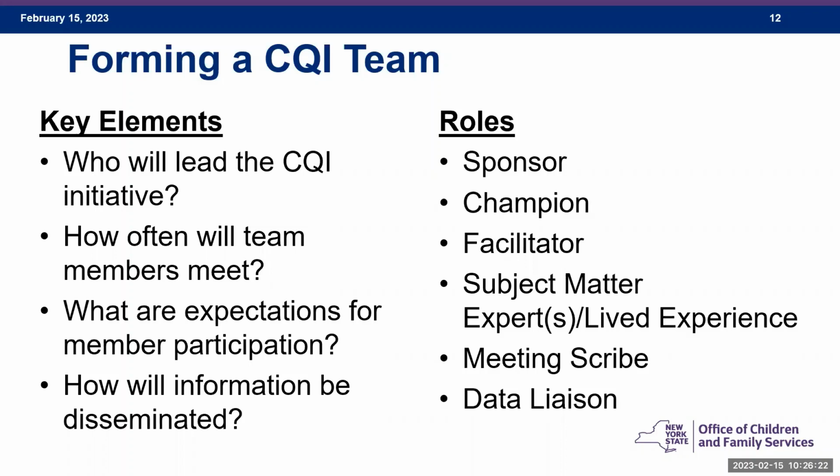It's worth mentioning that these roles can be filled by multiple people. If you know there's a high dispersion of work, you could potentially have two people who are a champion. It could also be that one person fills multiple roles. If you notice that the meeting scribe and facilitator, for example, have an overlap of duties, one person can fill both roles. There are really no hard rules here for who can fill these roles. It's really what works best for the program and for the CQI team.